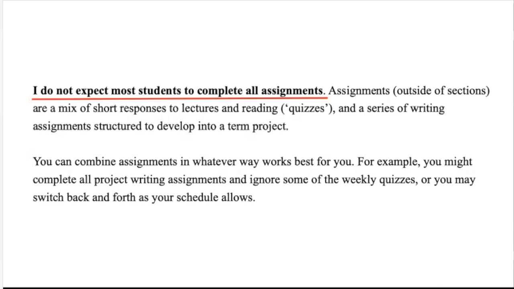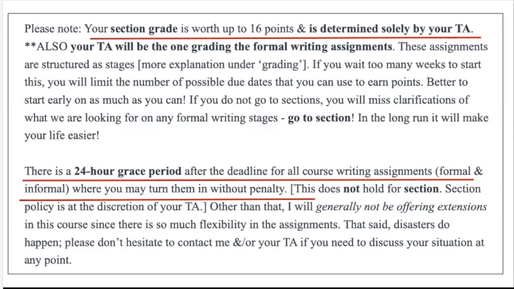Assignments outside of sections are a mix of short responses to lectures and reading. Those are what are called quizzes, and a series of writing assignments structured to develop into a term project. You can combine assignments in whatever way works best for you. Please note your section grade is worth up to 16 points. So, in a point system, the way I've set it up, 16 points is basically a letter grade and a half. And your section grade, discussion section grade, is determined solely by your TA. Also, your TA will be the one grading the formal writing assignments.